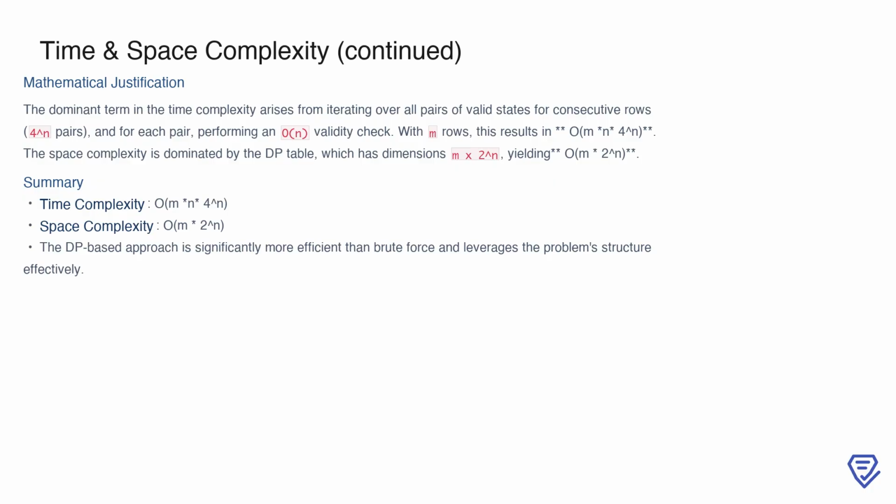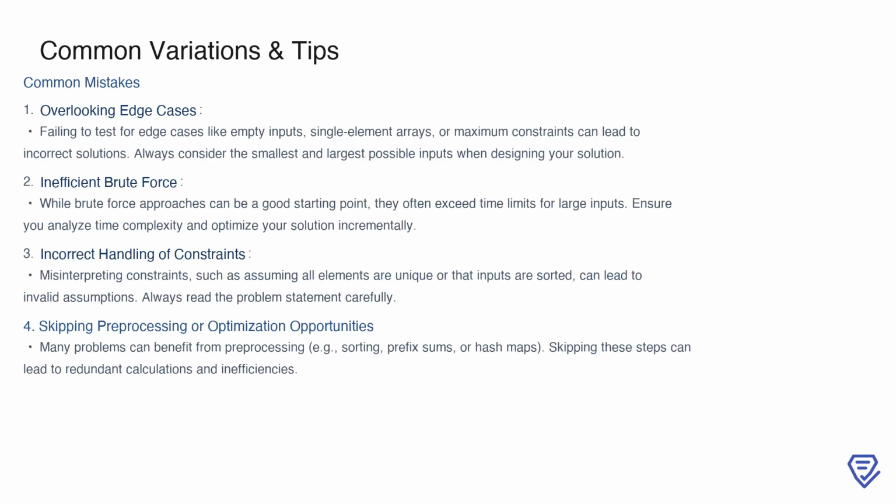In summary, the time complexity of m times n times 4 to the power of n, and the space complexity of m asterisk 2 to the power of n, reflect the algorithm's efficiency in solving the problem within the constraints. By focusing on valid states and leveraging dynamic programming, this approach avoids the pitfalls of brute force and effectively balances computational feasibility with accuracy.